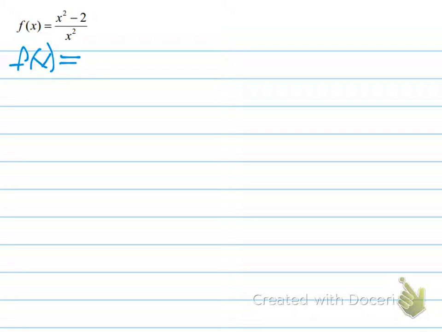So I know when I have addition or subtraction in my numerator that both terms can be separated by the plus or minus sign, where they would have denominators that were in common. What I mean by that is I can separate this to be x squared over x squared minus 2 over x squared. Well, x squared over x squared just reduces to 1.